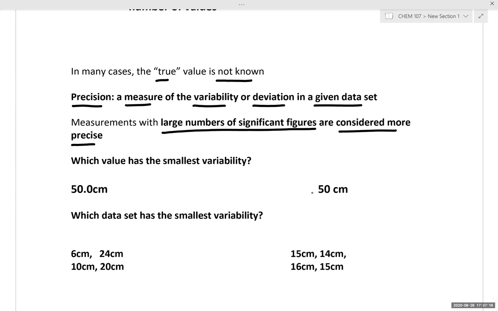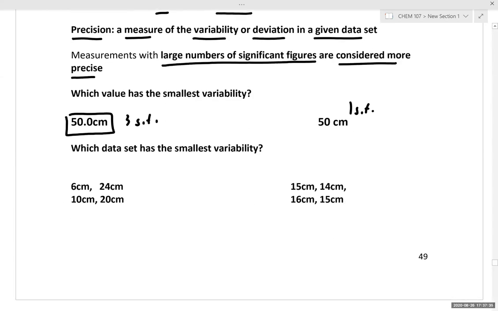Which of these measurements has more significant figures? The first one, exactly. So we have a number with 3 significant figures compared to a number with 1 significant figure. Numbers with more significant figures are generally more precise.